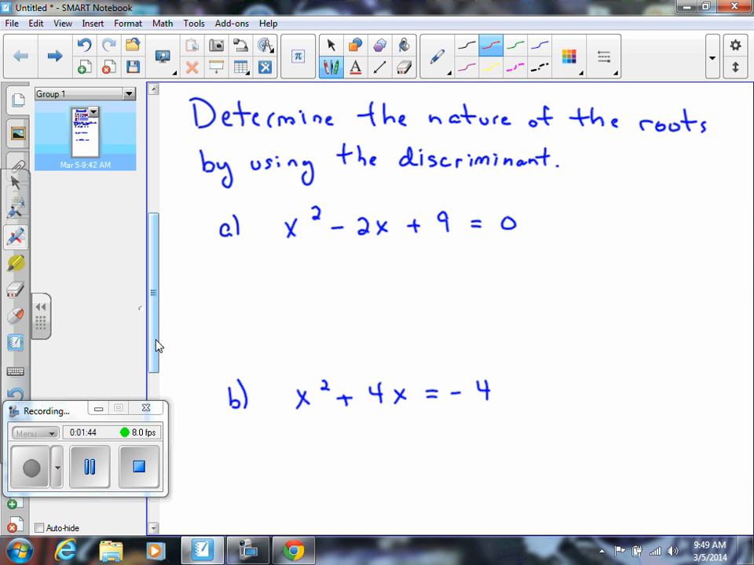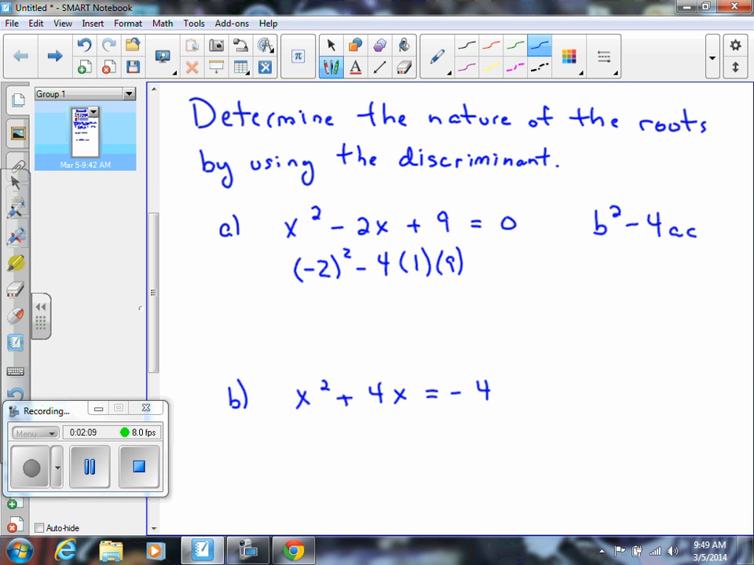So first of all, I'm going to substitute into my equation. I'm going to write the equation up again just on the side so I can look at what I'm doing. And below, I'm going to take the b value, which is -2, square it, subtract 4 times the a value, which is in front of x squared, which is 1, and the c value, which is 9.